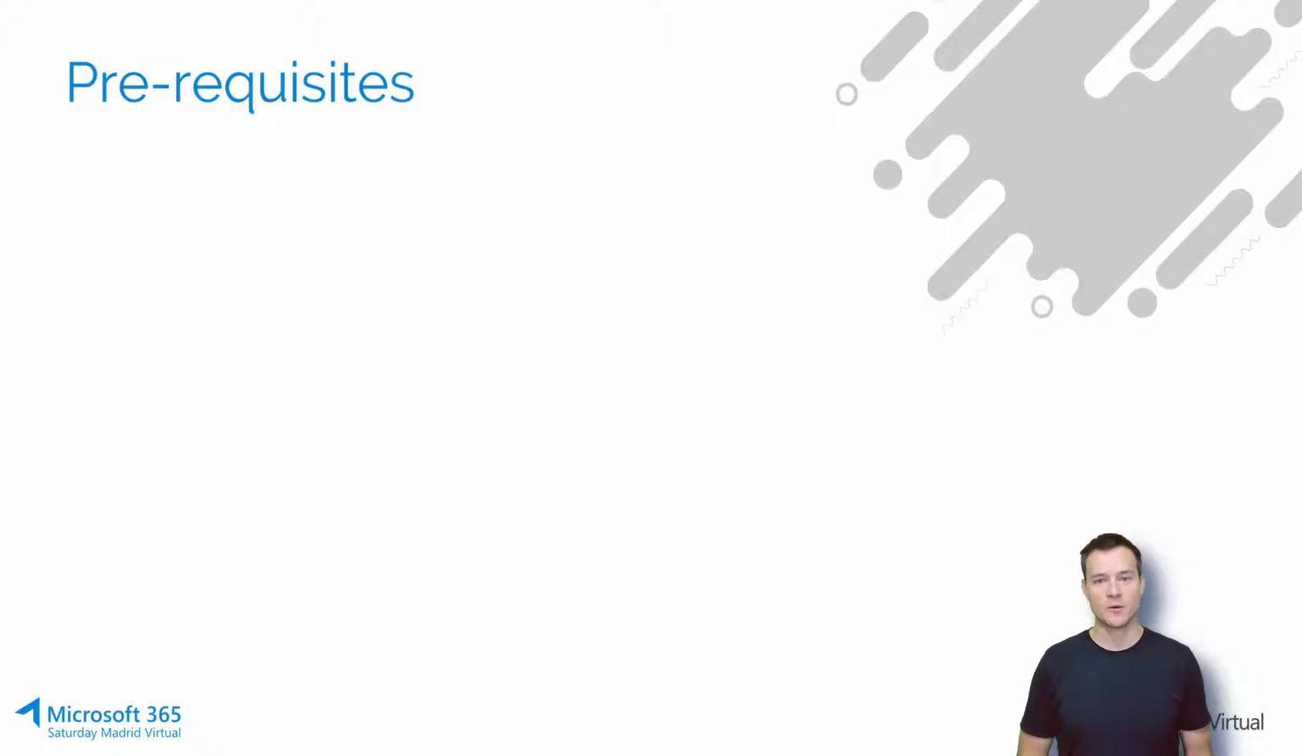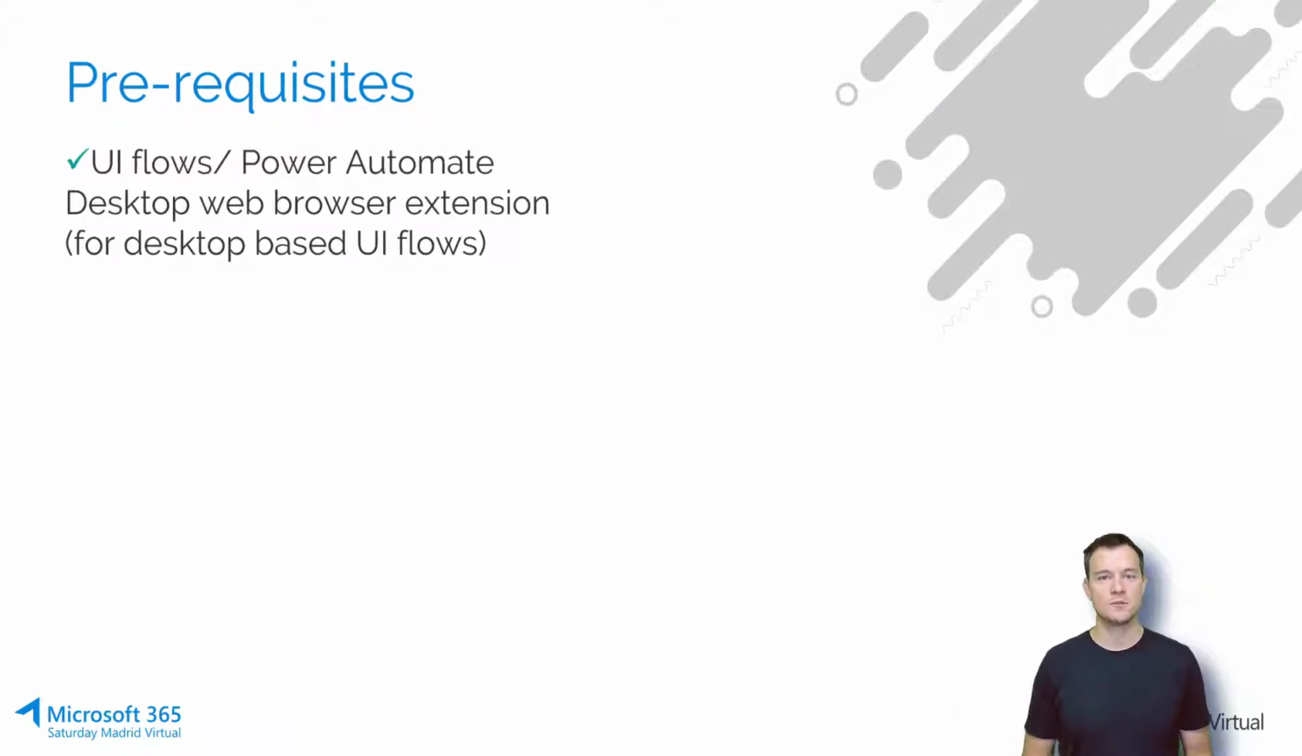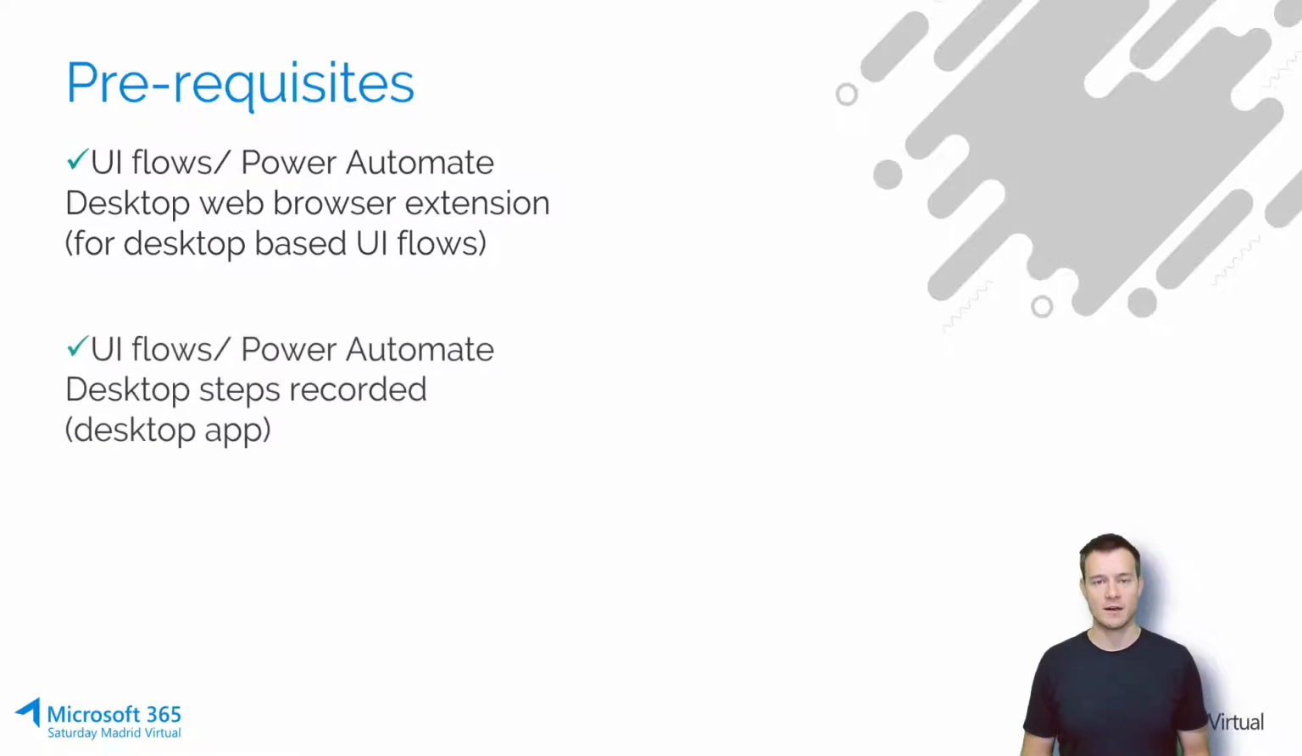Now, what is also required? If we would like to use this old legacy UI Flows Recorder or the new Power Automate Desktop Recorder application, then we need to download the Power Automate Desktop installer, and then install these applications and these web browser extensions that we want to use. So if you would like to use Power Automate Desktop, then we need to install it.